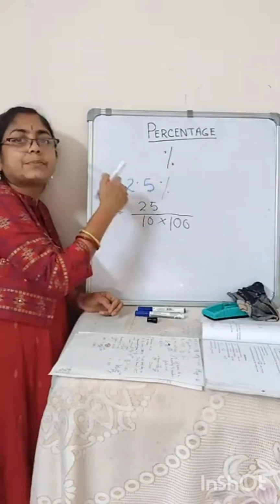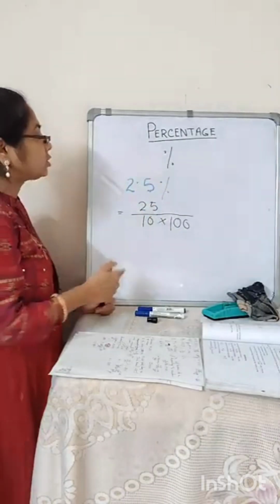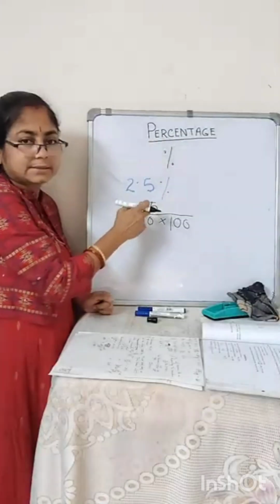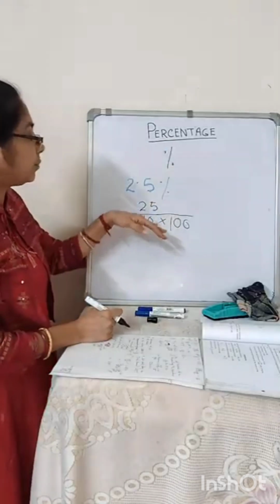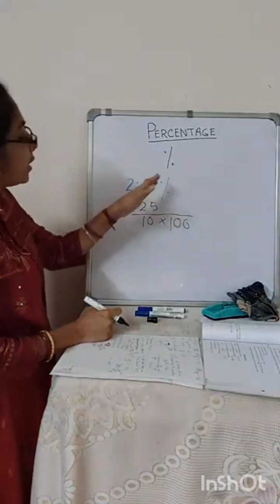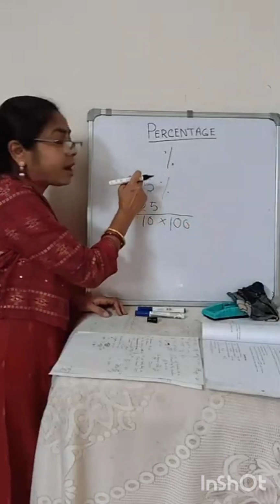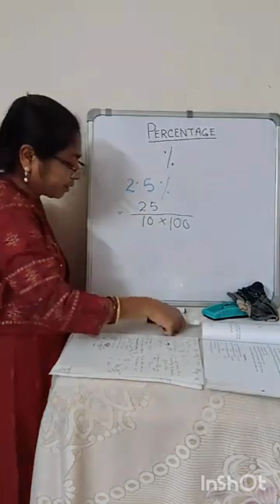2.5 decimal expressed into the fraction. How can you do this one? Write 25 first, remove the decimal, write 100, and remove the percentage sign and multiply by 100. Because why write this one? There is a percentage, so I write 100, and that is 0.5 means I write 10. Now make it simplify. You do it.